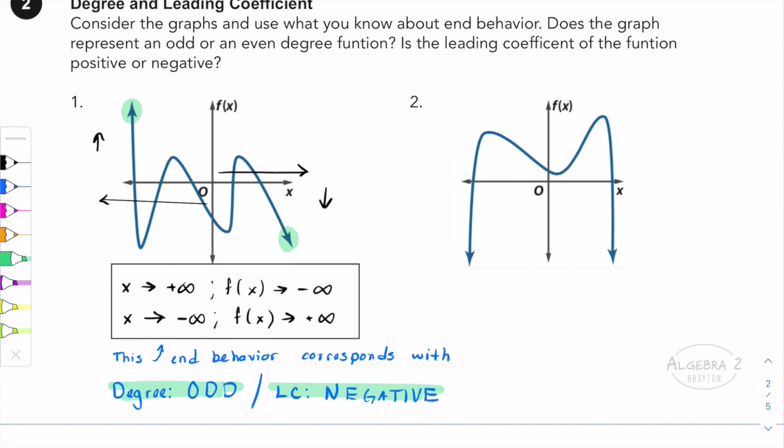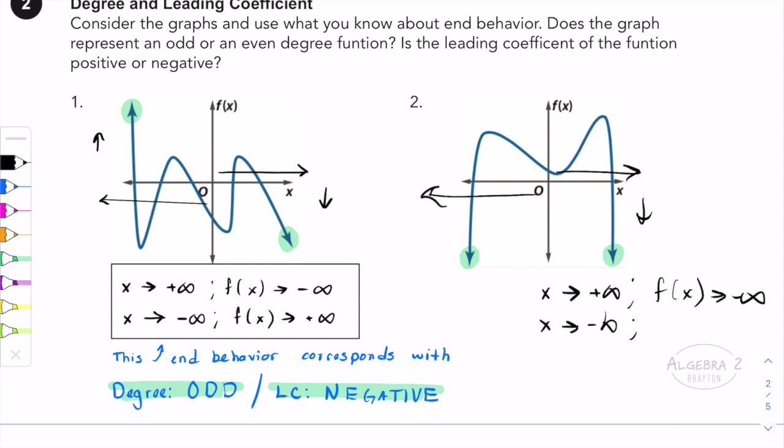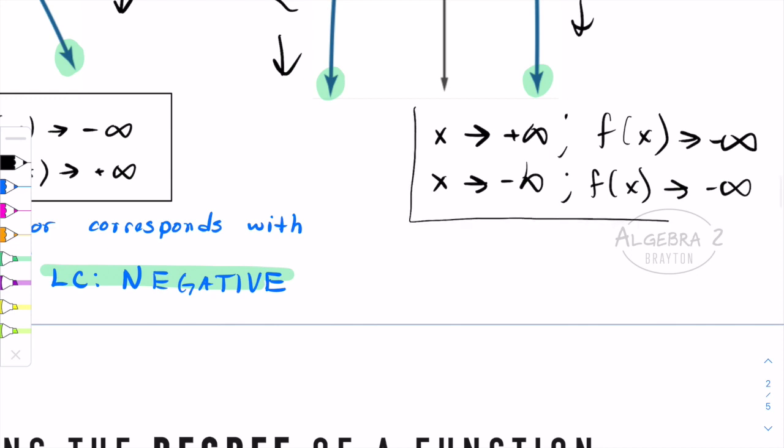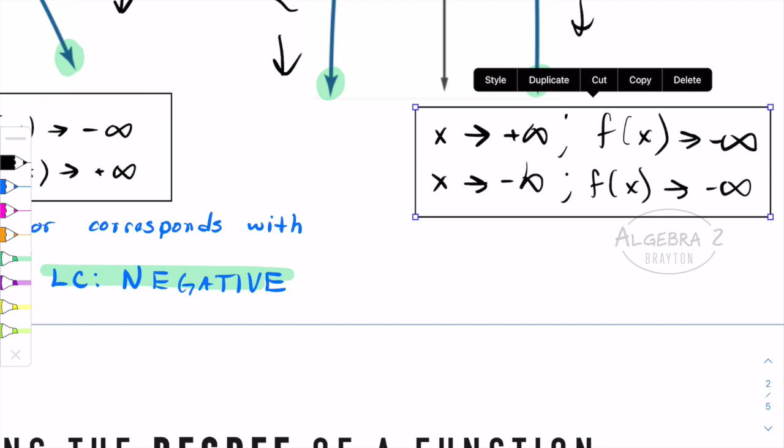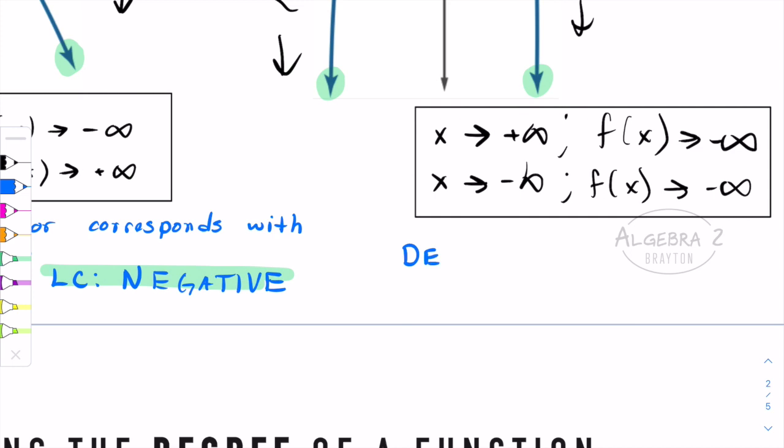And for number 2, both ends of this graph face down. So as x approaches positive infinity, the function is heading down, or towards negative infinity. And as x approaches negative infinity, the function is heading down towards negative infinity. This end behavior specifically corresponds with an even degree and a negative leading coefficient. It's the bottom left side of the chart.